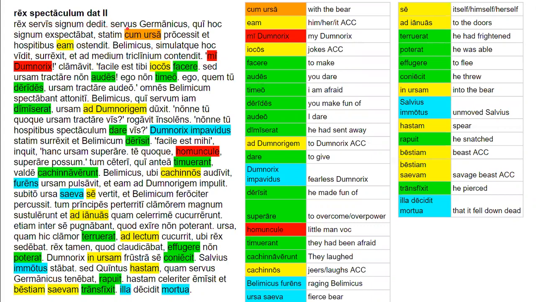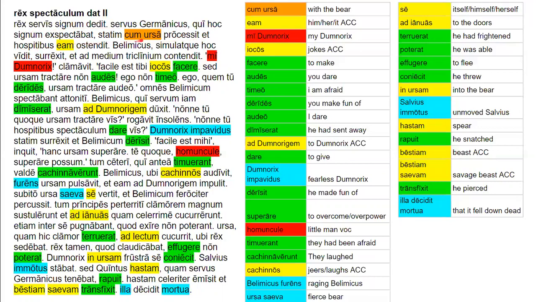Perfect tense verb. Servus Germanicus, qui hoc signum expectabat, statim cum ursa processit et hospitibus eam ostendit. So the German slave who was waiting for this sign immediately proceeded with the bear, so went forward with the bear, and showed it to the guests. So eam is a demonstrative pronoun from is, ea, id. It's referring back to that bear, the ursa.